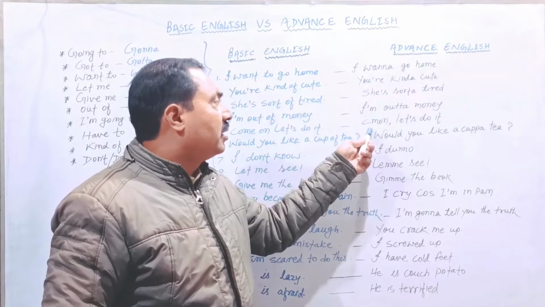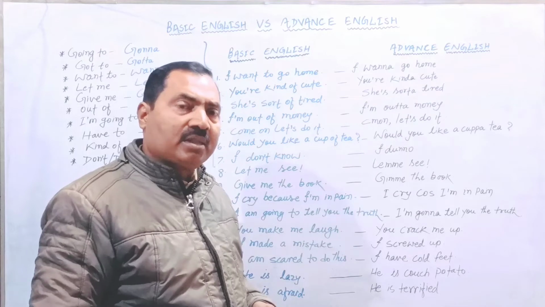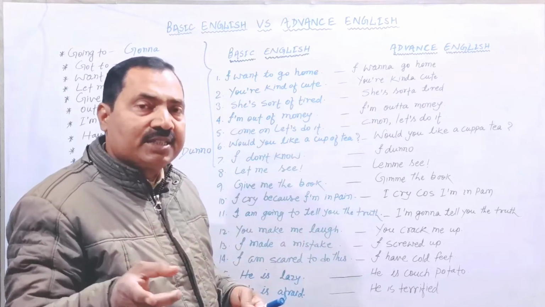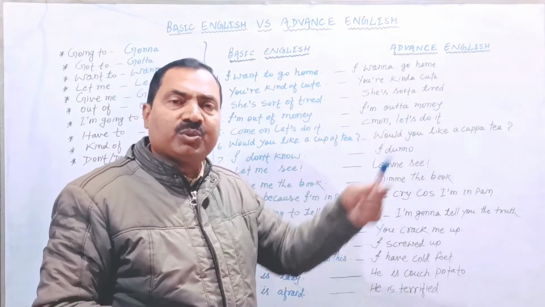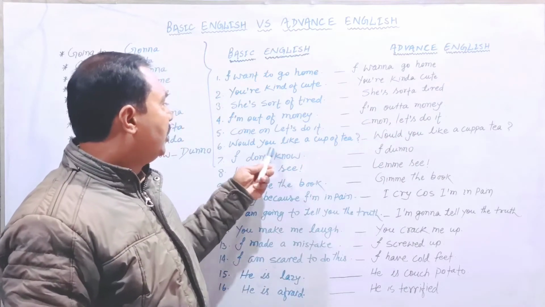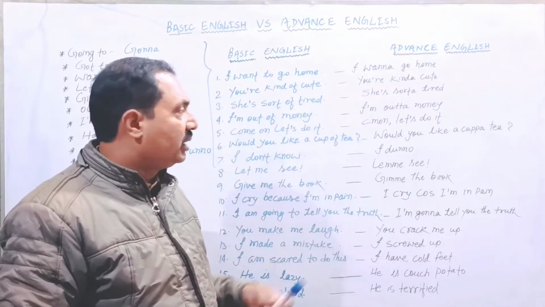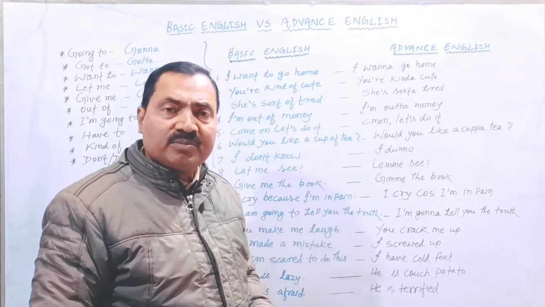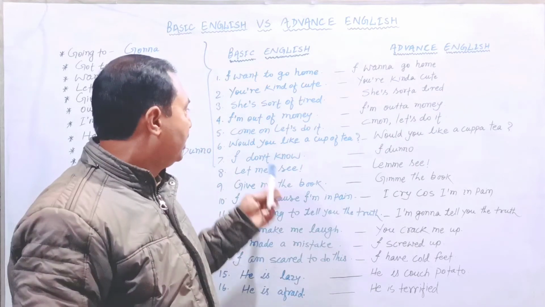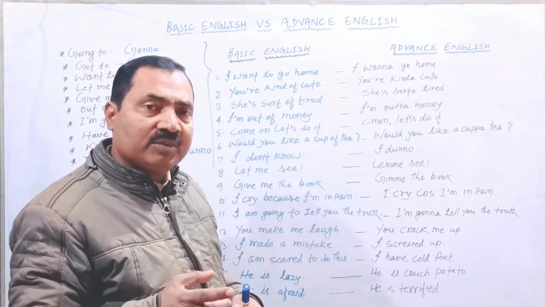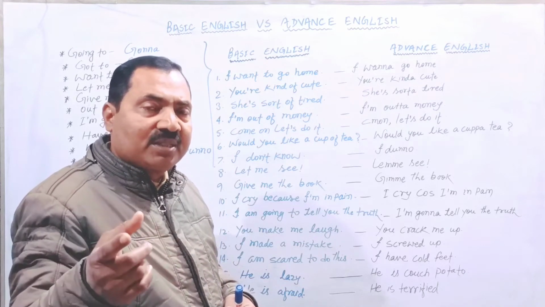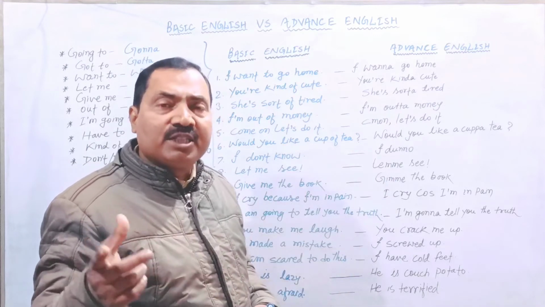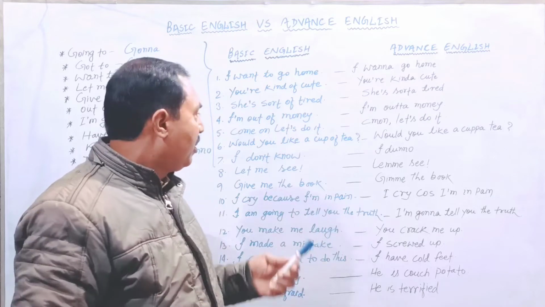Come on, let's do it. What is the advanced English? Come on, let's do it. Would you like a cup of tea? This will become advanced English. Would you like a cup of tea? Would you like a cup of tea? Would you like a cup of tea?